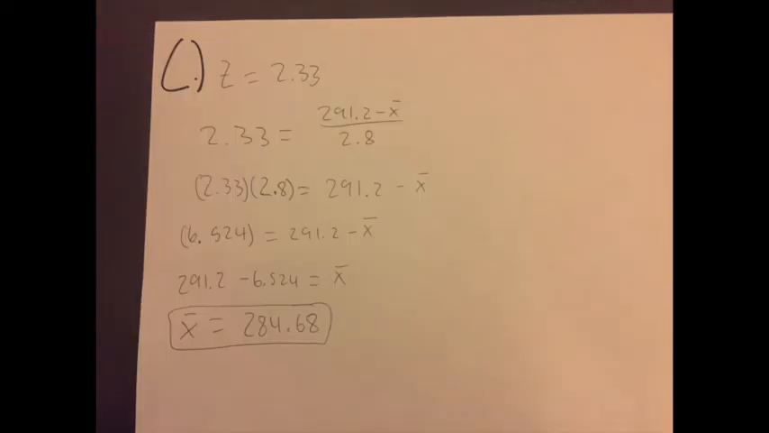Part C. If the manufacturer wants to be 99% certain that a randomly selected ball will not exceed the maximum distance of 291.2 yards, what is the largest mean that can be used in the manufacturing process? So what you do is you go to the table to find the 99%, and that is equal to 2.33, so you do 2.33 is equal to 291 minus x over 2.8, and then you solve for x, and x is equal to 284.68. And that's the largest mean that you could have without exceeding.